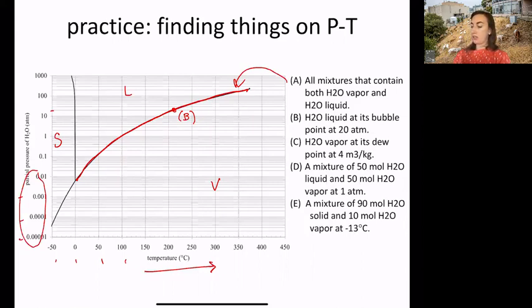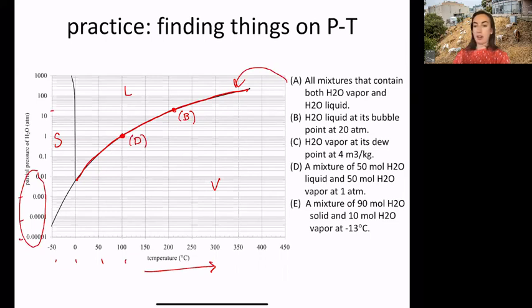Part D is a mixture of 50 moles H2O liquid and 50 moles of vapor at 1 atmosphere. And so again, just like for the bubble and dew points, we don't really need to know how much there is because we don't have that liquid vapor region. It's just a line. So we just find our liquid vapor coexistence at 1 atmosphere, which is right here, and that is part D.